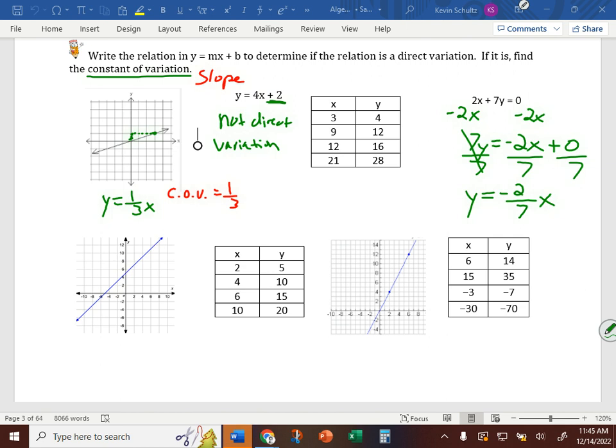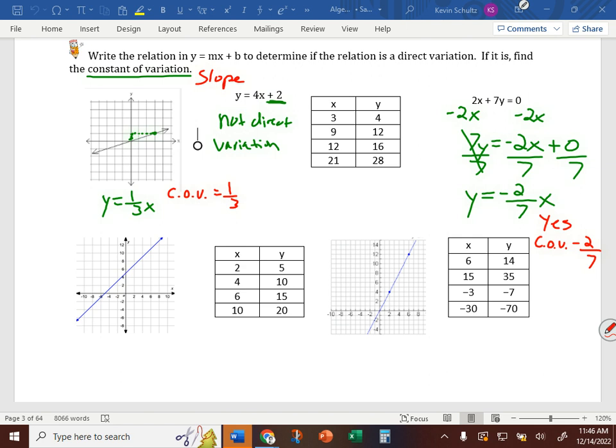And then 0 divided by 7 is what? 0. It cancels out anyway. Write the plus 0. Don't put anything. Doesn't make a difference. Is this direct variation? Yes. And why? Because the y-intercept is 0. Okay? And what's our constant of variation? Negative 2/7. Right? It's the slope of that direct variation.